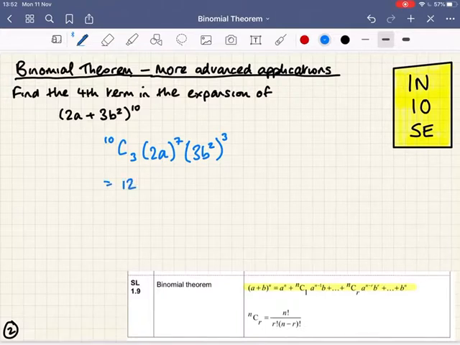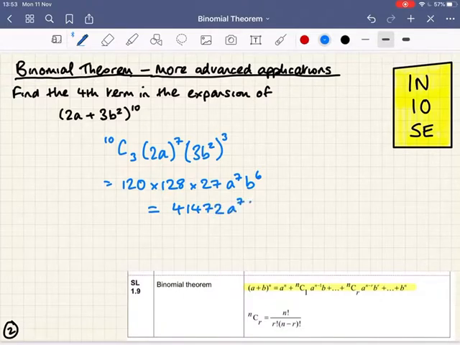10C3 is 120, 2 to the power of 7 is 128, 3 to the power of 3 is 27. Just getting rid of all of the coefficients first, and then I've got a to the power of 7, b to the power of 6, because b squared raised to the power of 3 is b to the power of 6. Do the multiplication on the calculator and I get a nice large result of 414,720, a to the power of 7, b to the power of 6. Now in this case they wanted the term, not just the coefficient, so I'm going to leave my answer as 414,720 a to the 7, b to the 6.